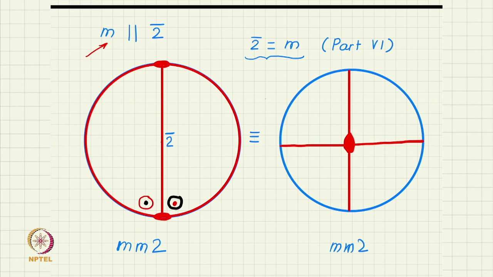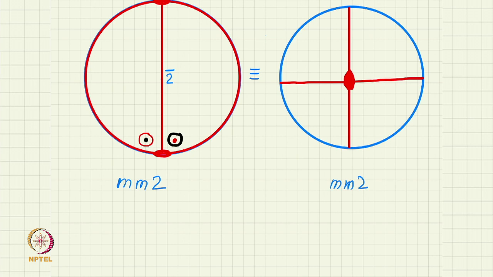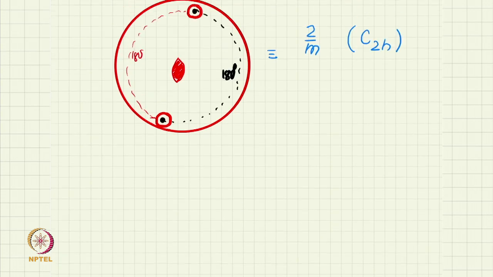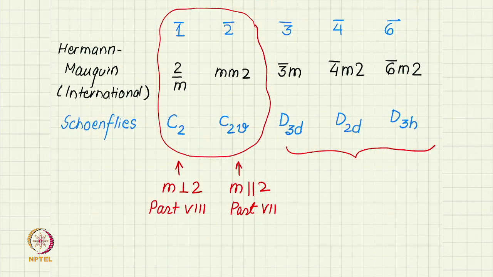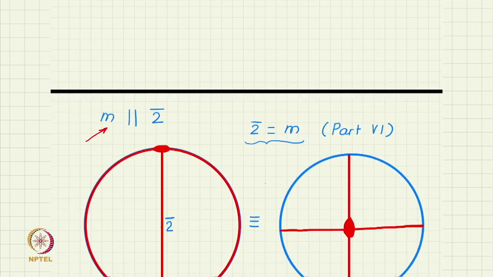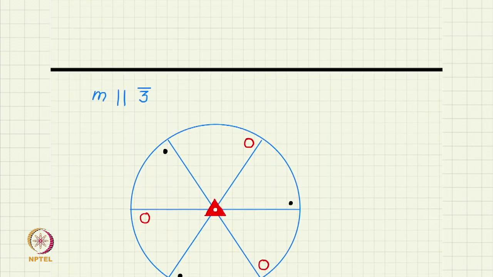So, we can say that m parallel to 2 bar gives us a point group, or we can write it this way, that 2 bar plus a parallel mirror is nothing but mm2. So, this exercise made us more familiar with and helped us understand these point groups better, but didn't give us any new point groups. New point groups will start emerging when we continue this exercise with 3 bar, 4 bar and 6 bar.